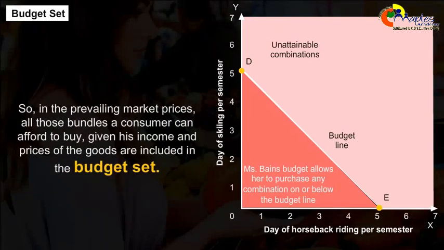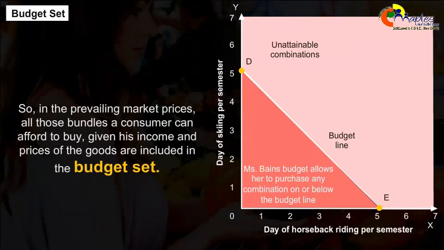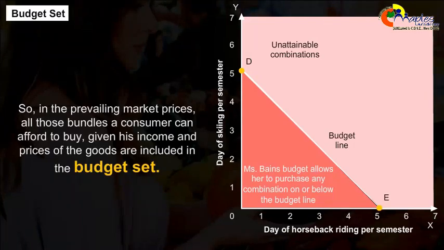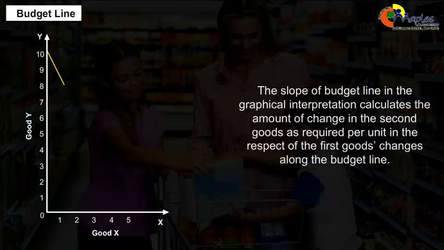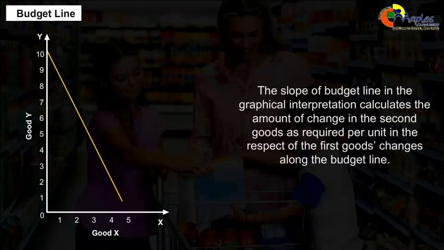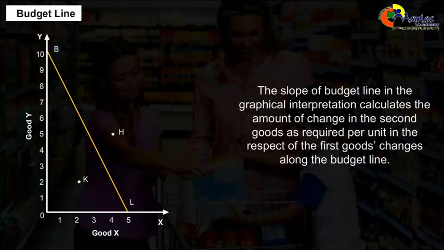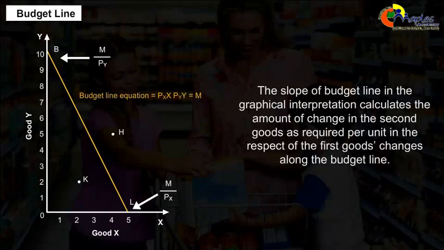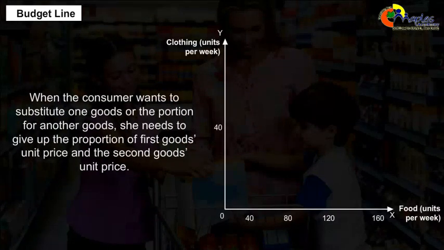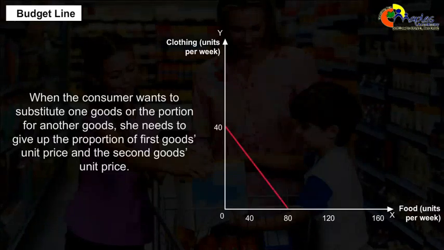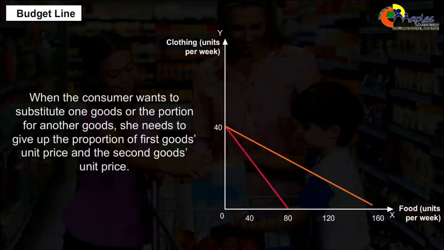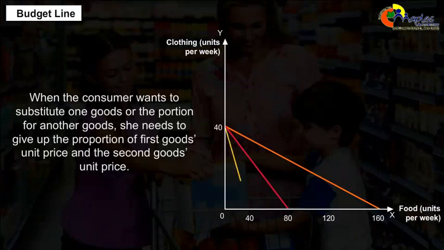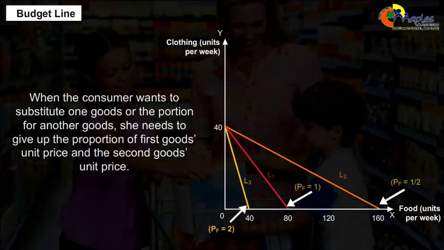At the prevailing market prices, all those bundles the consumer can afford to buy, given his income and the prices of the goods, are included in the budget set. Budget line. The slope of the budget line in the graphical interpretation shows the amount of change in the second good required per unit change in the first good along the budget line. When the consumer wants to substitute one good for another, she needs to give up goods in the proportion of the first good's unit price to the second good's unit price.